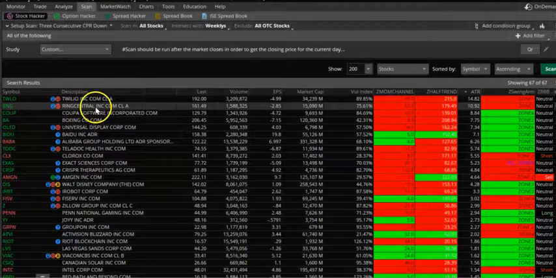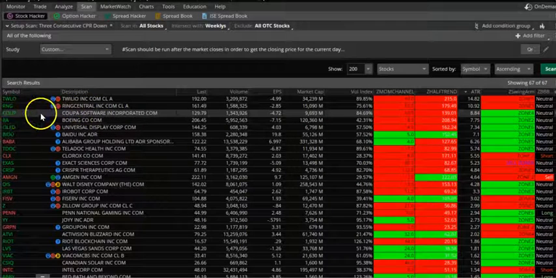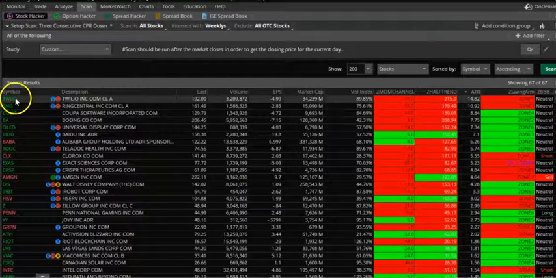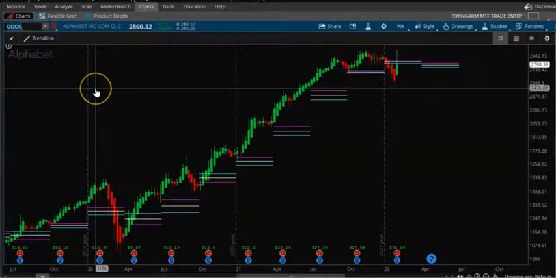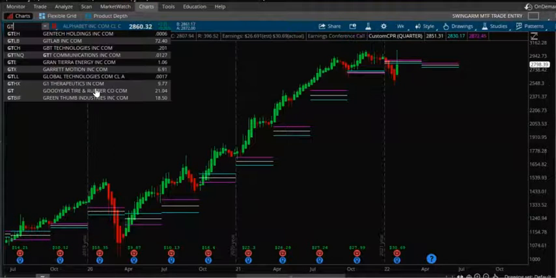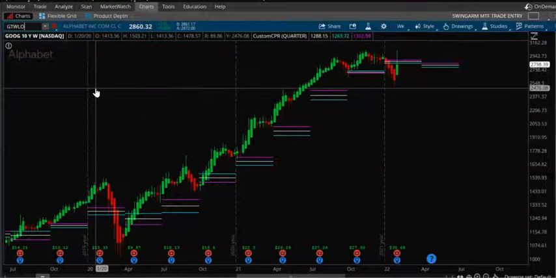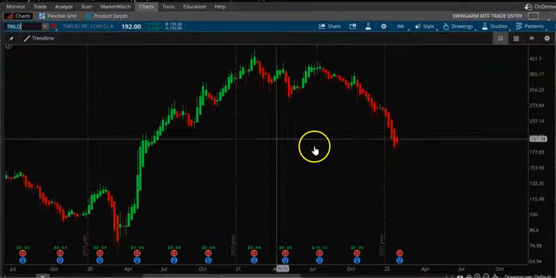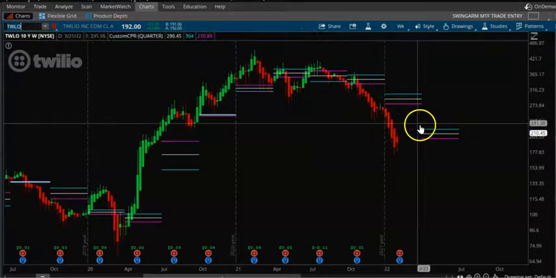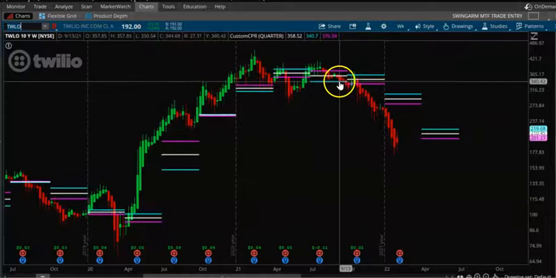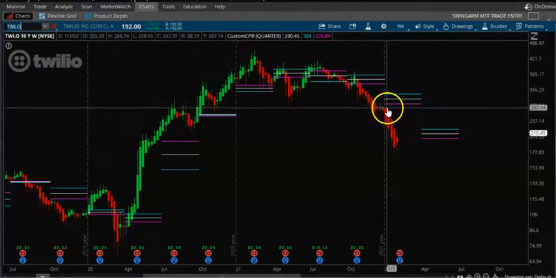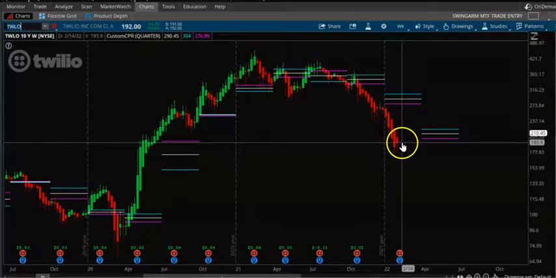If you look at RingCentral, RING, COUP, Boeing, let's say TWLO. Okay, chart. You see here, consecutively it is coming down. 1, 2, 3. So if you take the trade down here, just keep on going down.